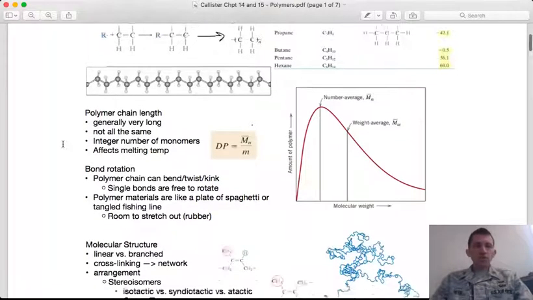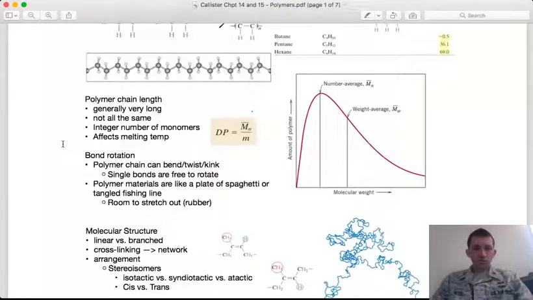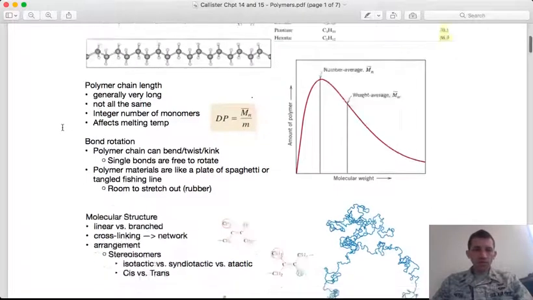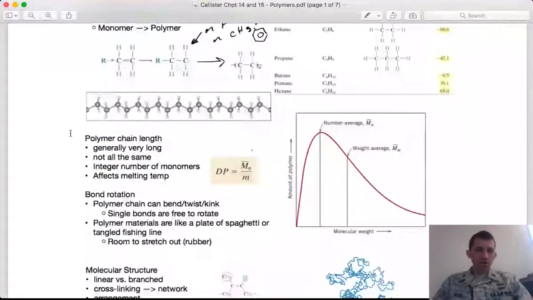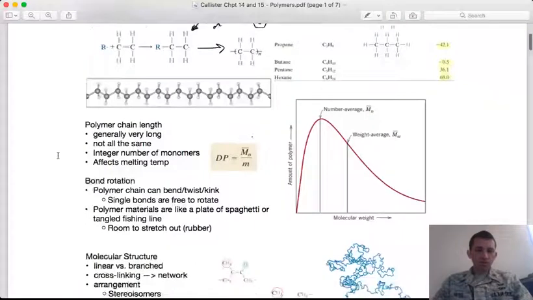In general, the polymer chains are very long, so we're talking about hundreds of monomers, with tens or hundreds of thousands of grams per mole for these molecules. Like I said, they're not all the same because we have a different distribution of lengths, but we're always going to have an integer number of monomers, right? We're going to be adding these monomers one at a time, and we're not going to add an arbitrary number of atoms, right? It's always going to be the same link in the chain, so to speak.